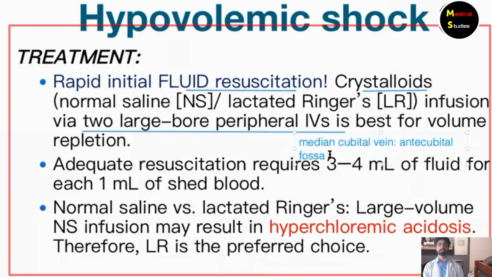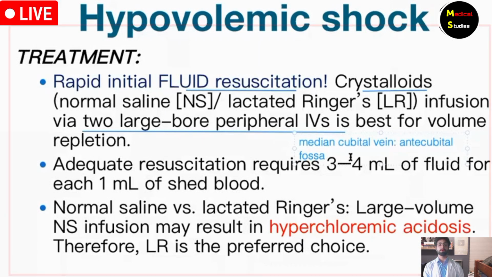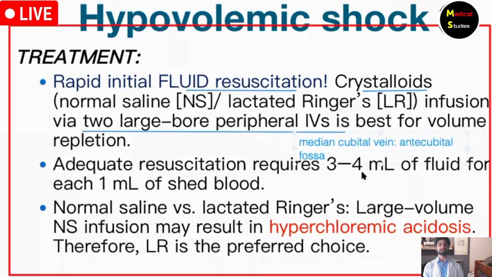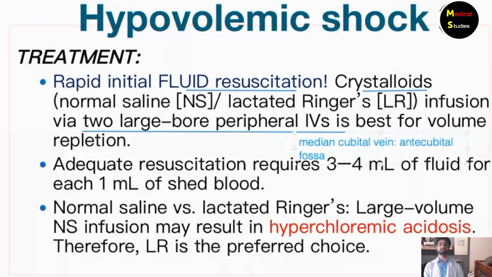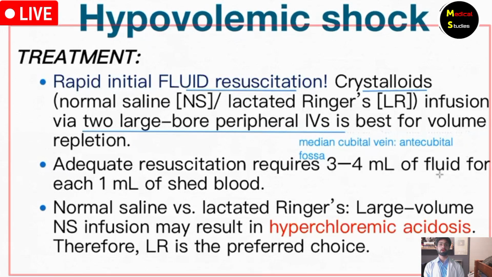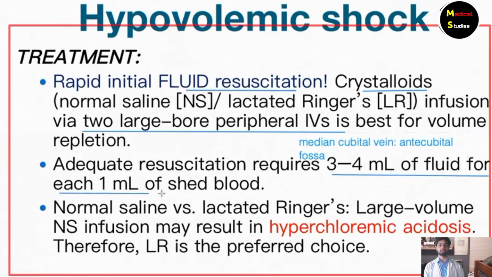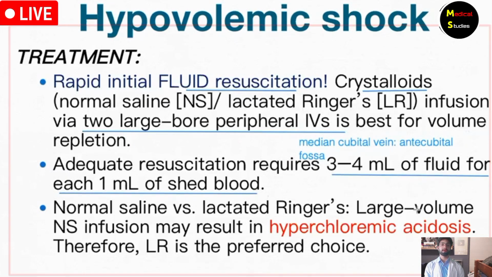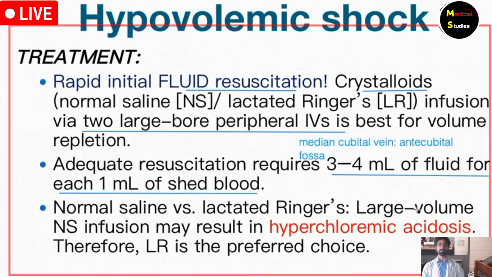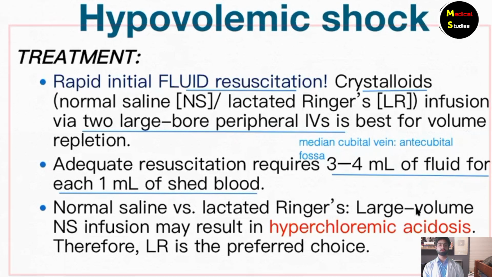The next point is that adequate resuscitation requires 3 to 4 ml of fluid for each 1 ml of blood lost. This is another point we have to understand. Pay your attention here. If a person is bleeding, if a person has lost 1 liter of blood, and I want to resuscitate that person properly, I need to give 3 times more crystalloid. That means 3 liters of fluid have to be given if only 1 liter of blood was lost.